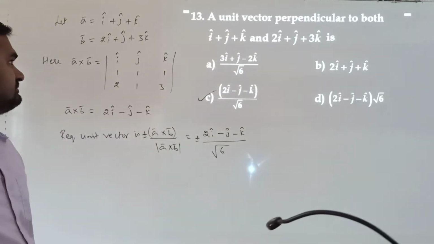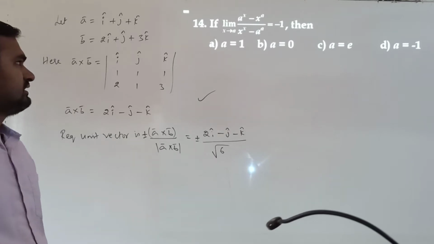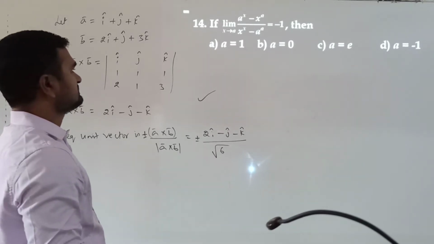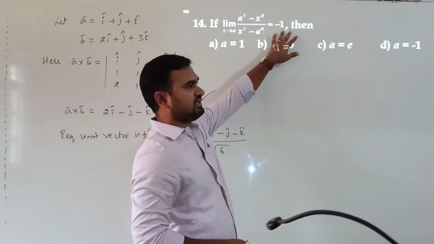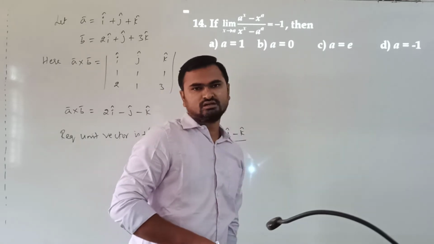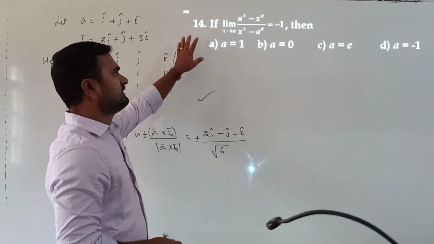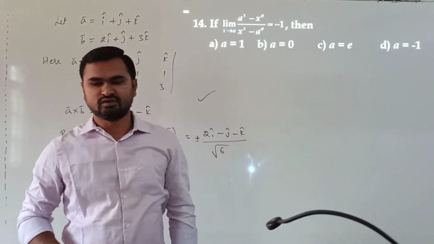So the next question. If limit x tends to a, a power x minus x power a divided by x power x minus a power a is minus 1, then what is the a value? So options are given for a values. So the limit value is given as minus 1. Using that we have to find what the a value is.